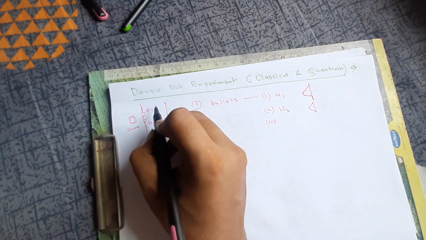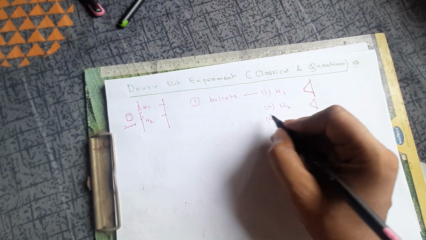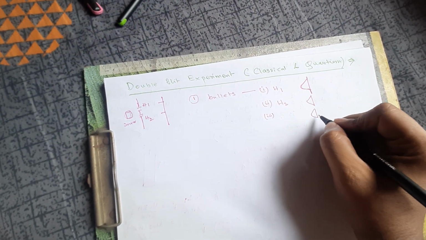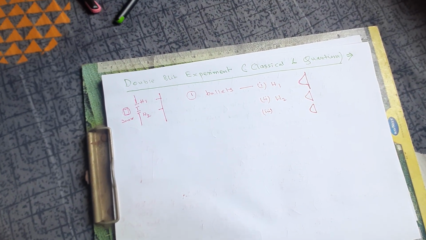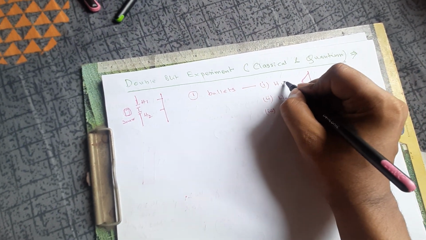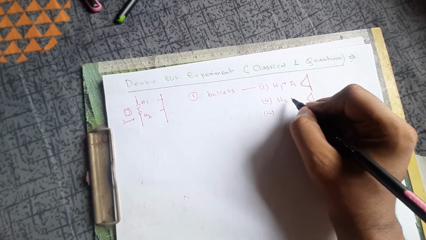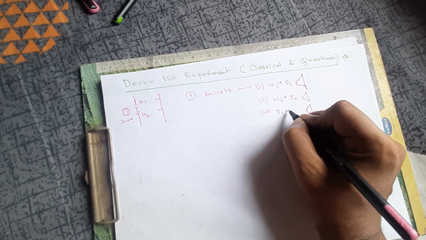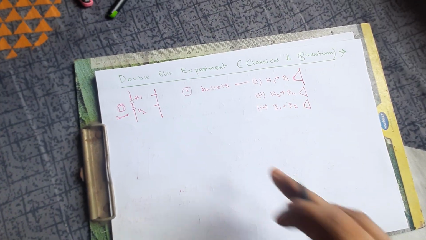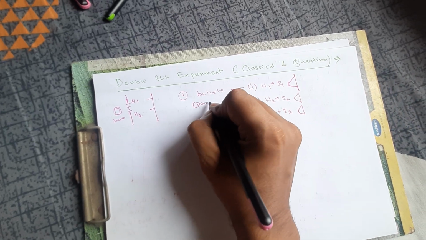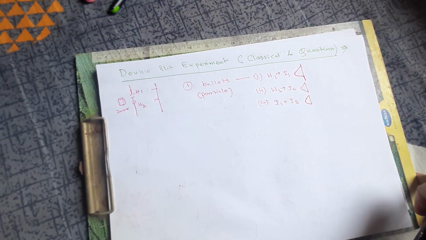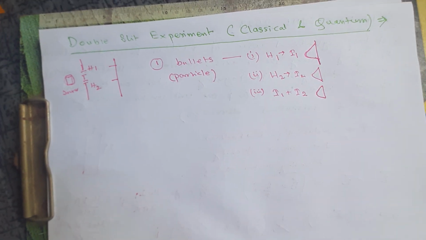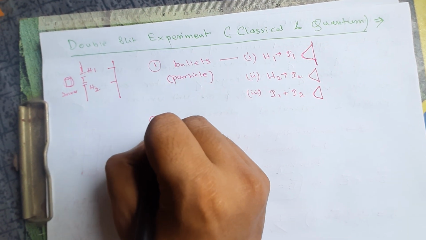And if both the slits are open, then we will see a similar Gaussian-like intensity, but a little bit higher intensity this time. So the intensity was I1 for the first case, I2 for the second case, and in the third case the intensity is nothing but I1 plus I2. So bullets are purely classical particles, and for these the intensity simply adds up.